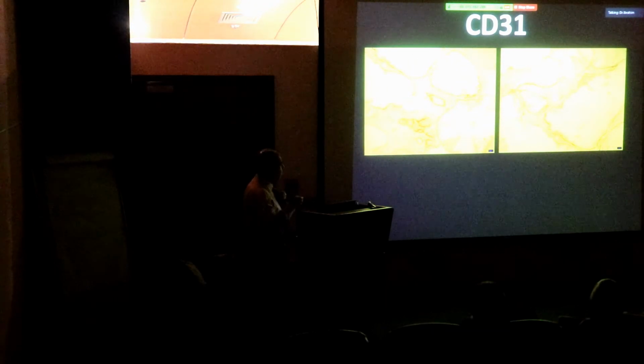There are 3 major special immune stains that stain endothelial cells. CD31 is one of them. You can see the brown staining is the one that tells you that this is the wall of the endothelium of the vascular spaces. It's positive, as expected.